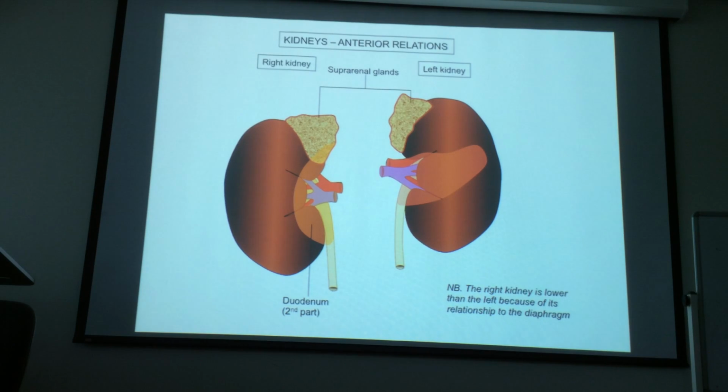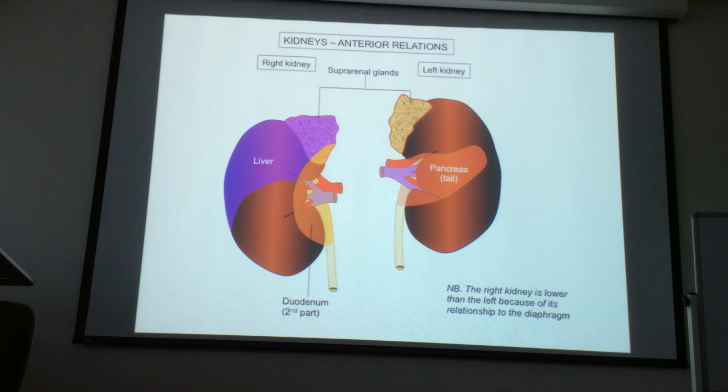Please be clear on these concepts. So the pancreas, its tail is evident, covering this part of the kidney. Now, who's this? Liver. Very good, because right kidney. And left kidney, who should be? Stomach. Very good. But who's this?